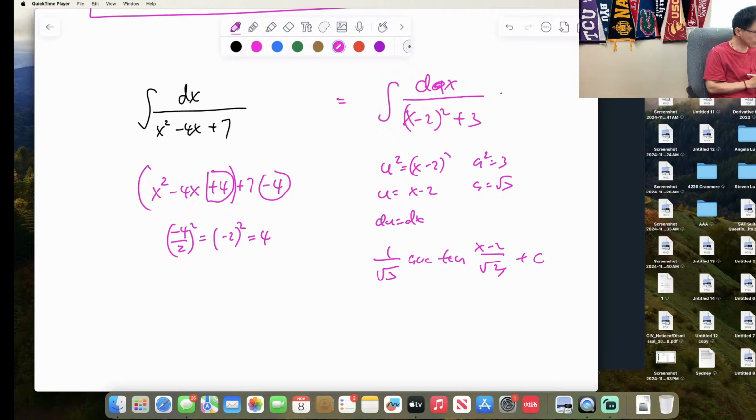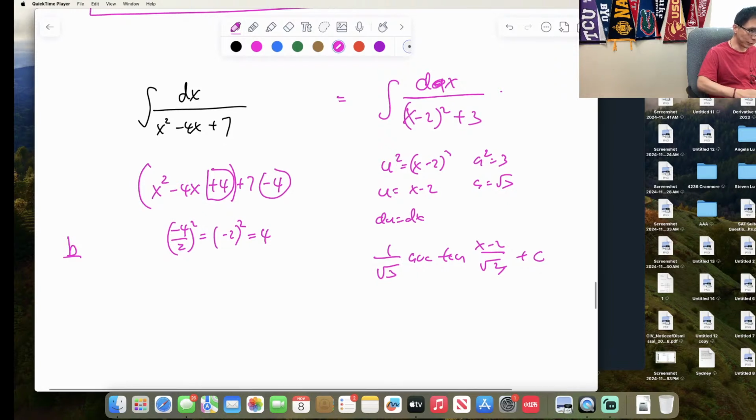And then what's the formula for completing the square? Middle coefficient divided by 2, squared. B over 2, squared. So b over 2 squared. That's probably the thing I remember.